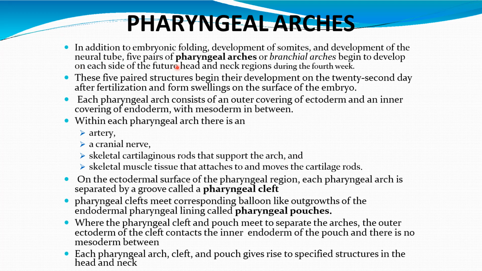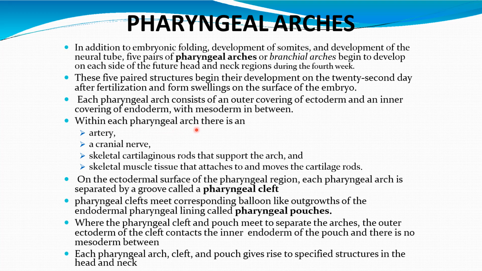Okay, so let's talk about the pharyngeal arches. In addition to embryonic folding, development of the somites, and development of the neural tube, we also have 5 pairs of the pharyngeal arches, or the branchial arches, that begin to develop on each side of the future head and neck during the 4th week. These 5 paired structures begin their development on the 22nd day after fertilization and form swellings on the surface of the embryo. Each pharyngeal arch consists of an outer covering of ectoderm and an inner covering of endoderm, with mesoderm in between.